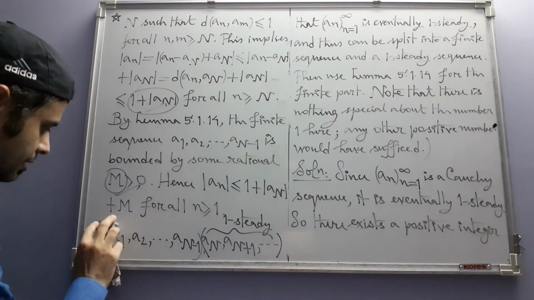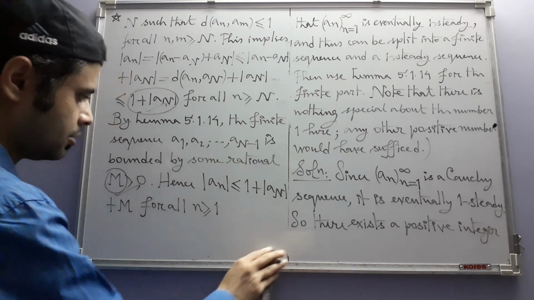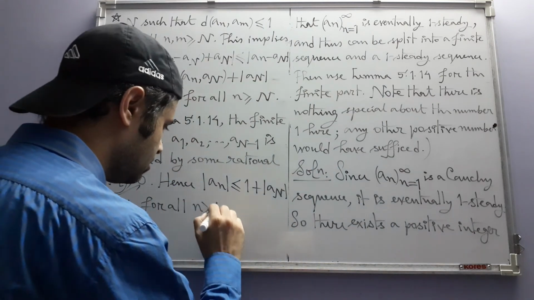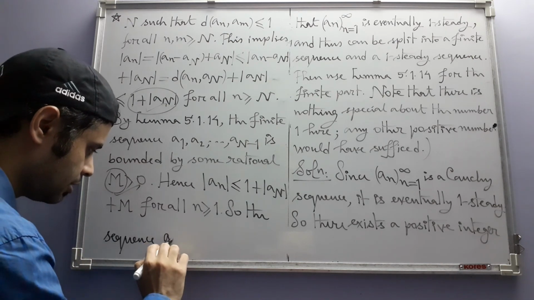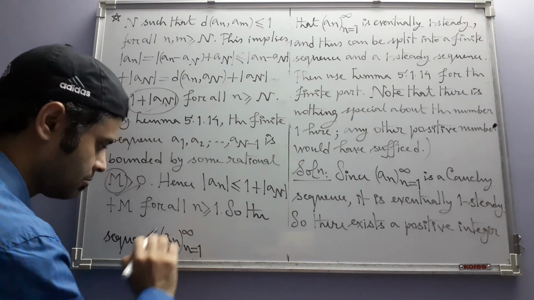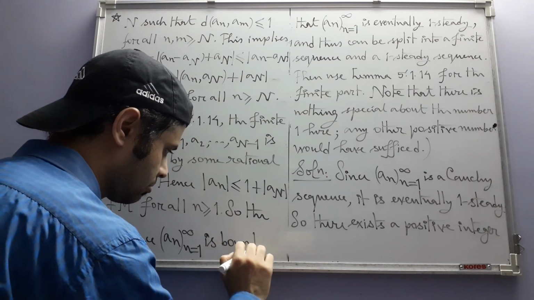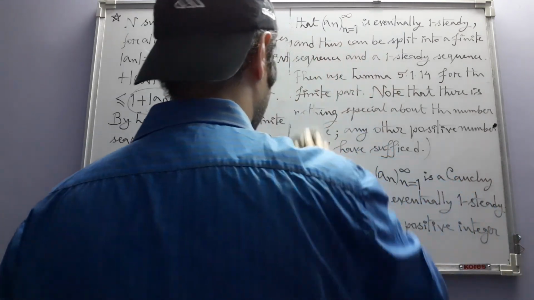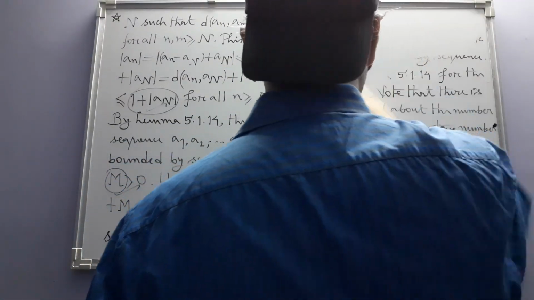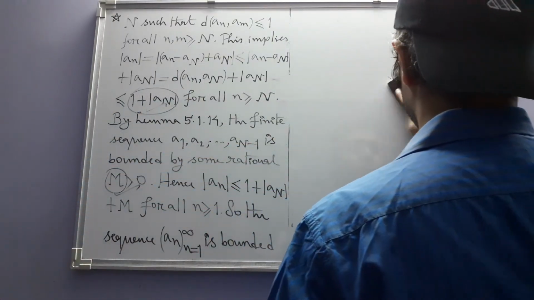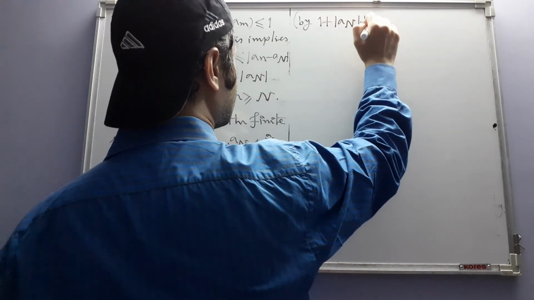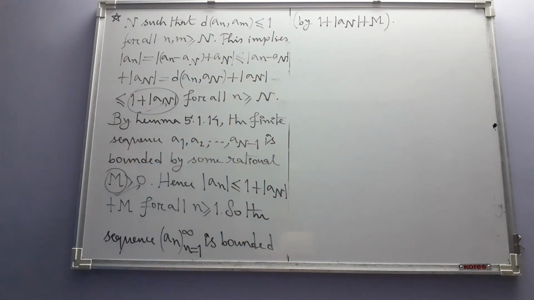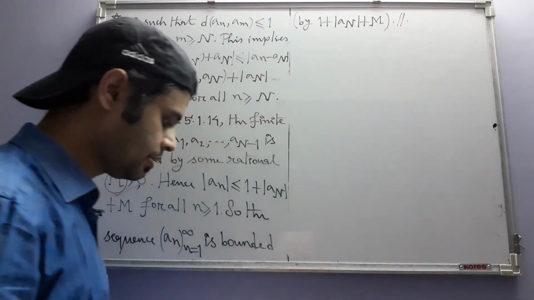So you can write, this part is only for the sake of understanding or saying what the hint means. So the sequence is bounded, in brackets we can write by this bound. And that completes the solution, and this completes the section also.